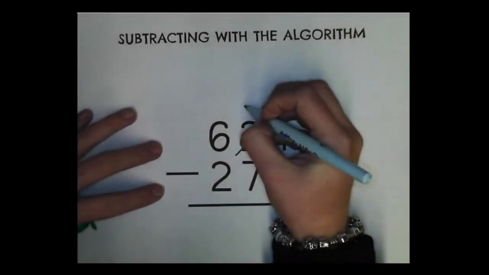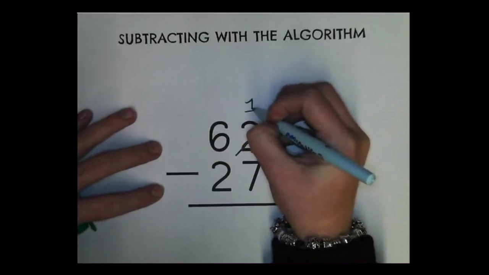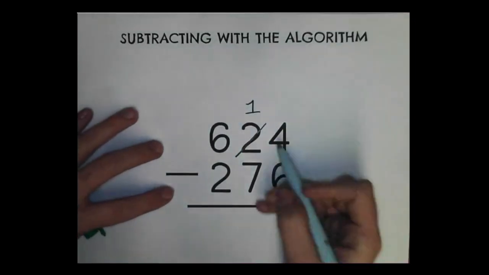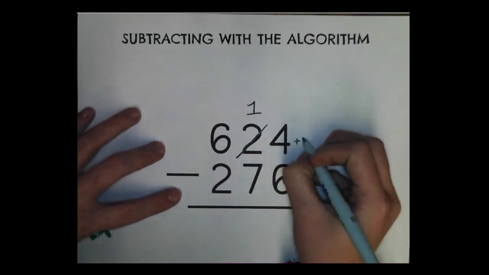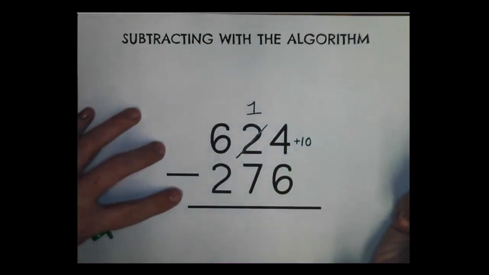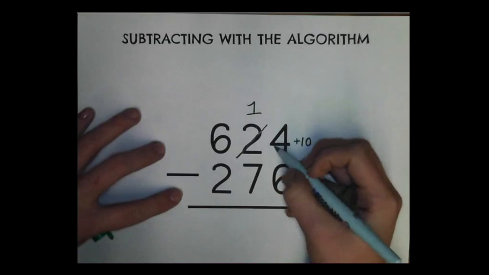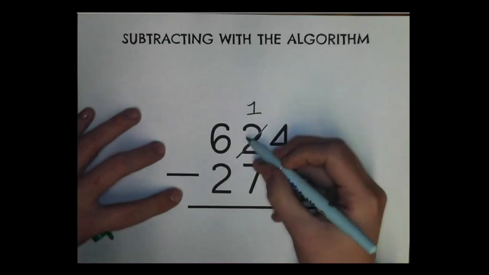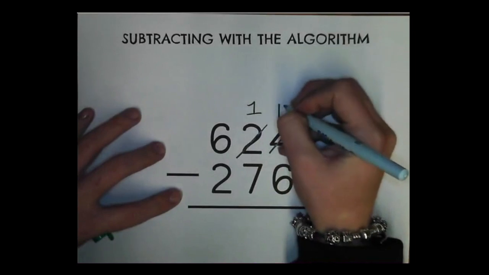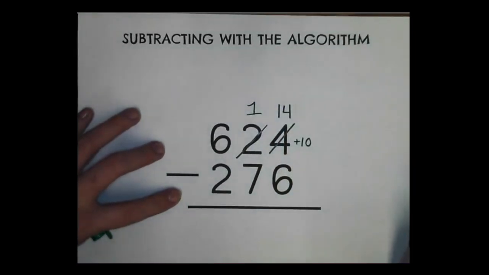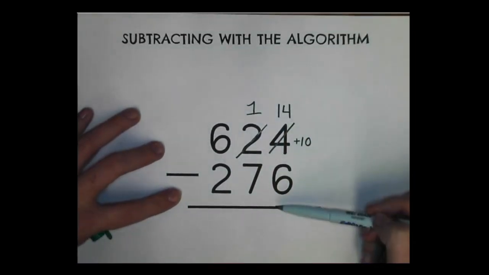Since I took a 10 and put it in the 1s, a group of 10 is really just 10 ones. So I have my 4 already, plus the 10 ones that I brought over here. That means now I have 14 ones. And now I can take 6 away. So 14 minus 6, I have 8 left over.